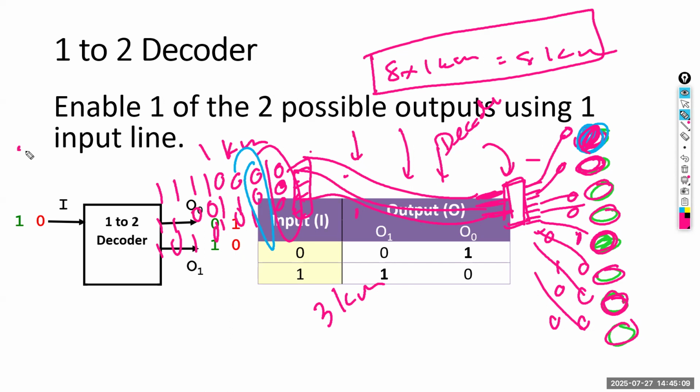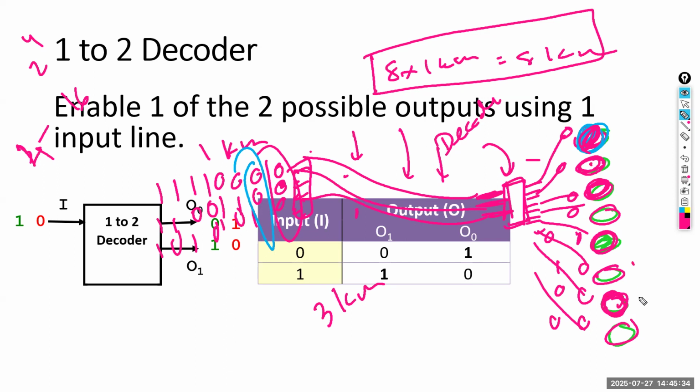Because if you go for, say, 4 to 16, 16 means 2 to the power 4. So rather than 16 kilometers of wire, you need 4 kilometers of wires, and still it does the work. But it has a very limited purpose. What is that? Only one output is 1, all the others are 0 at a time.